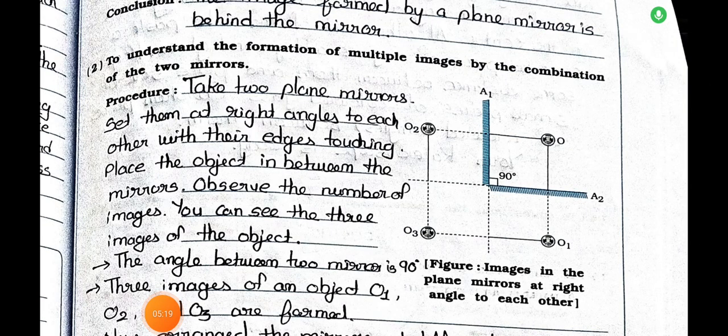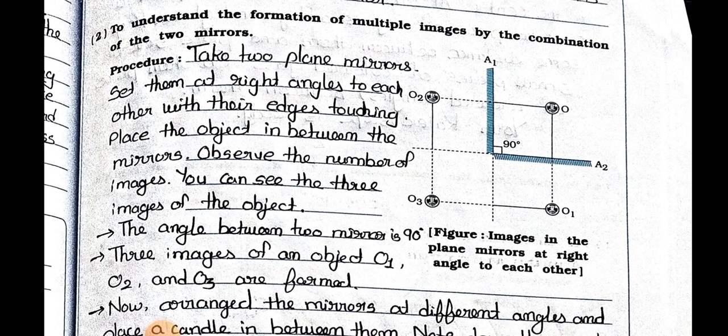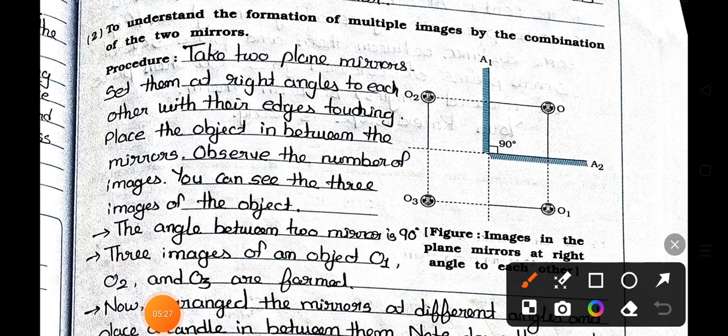Now see the number 2. To understand the formation of multiple images by the combination of two mirrors. See, procedure. Take two plane mirrors, set them at right angles to each other. See, this one is the right angle to each other. With their edges touching, place the object in between the mirrors. Observe the number of images.